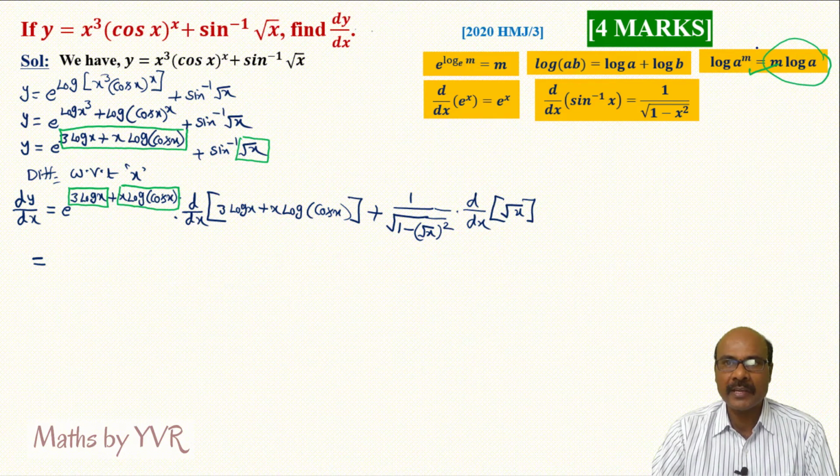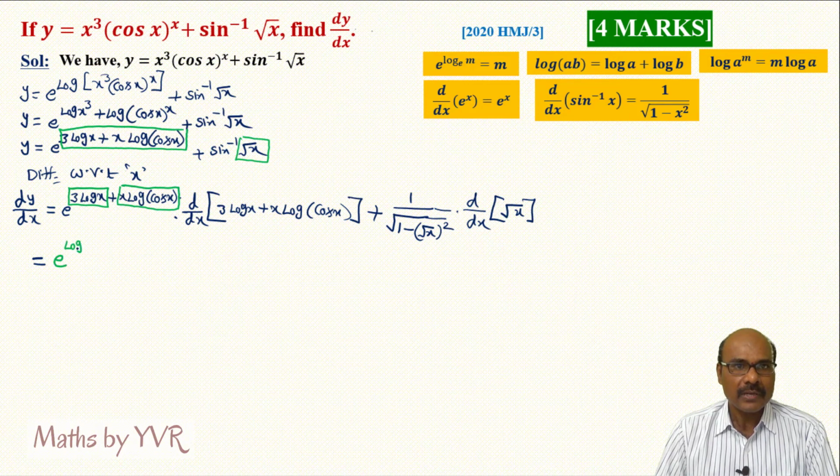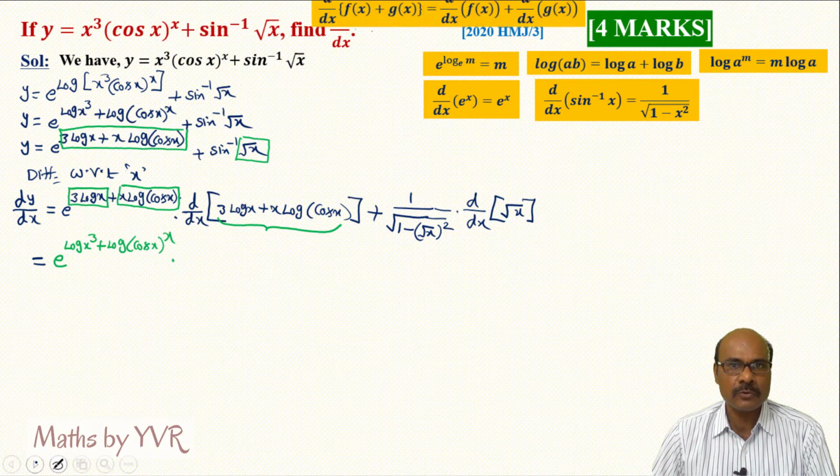But m log a we can write like this, log a power m. By applying this formula, how can we write these two terms? Look at this: e power log of x cube plus log of (cos x) whole power x, into... how to find the derivative of these two functions? If you observe here, we have a sum of two functions. What is the formula or property for the derivative of a sum of two functions?